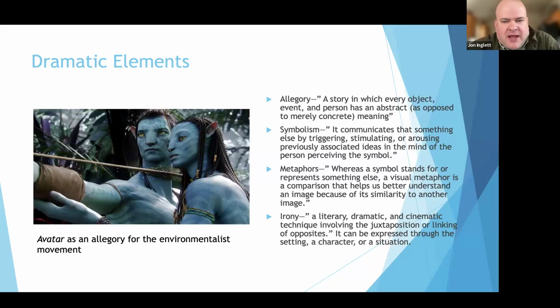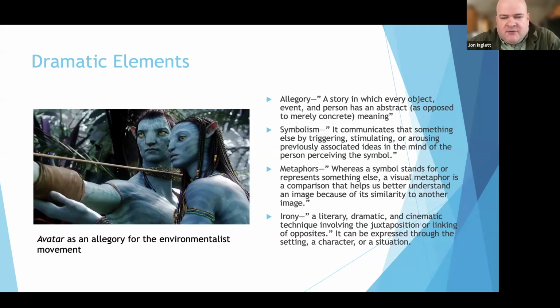Other dramatic elements include allegory. Allegory is a story in which every object, event, and person has an abstract meaning. And Avatar is an example of an allegory, and it represents the environmentalist movement within culture. Symbolism communicates something else by triggering, stimulating, or arousing previously associated ideas in the mind of the person perceiving the symbol. There's many symbols within films. Basically, find that symbol and then connect it to what its theme is.